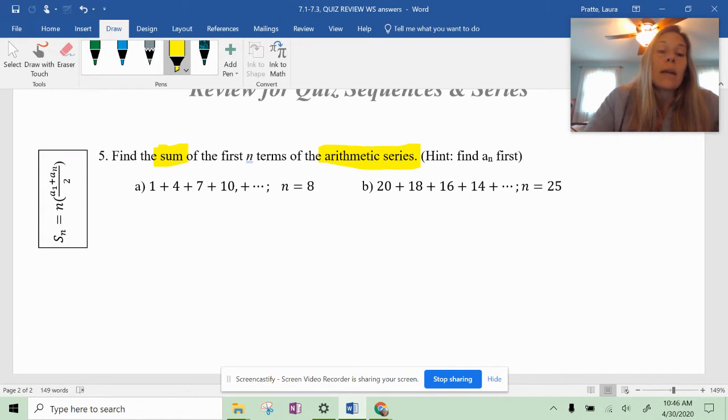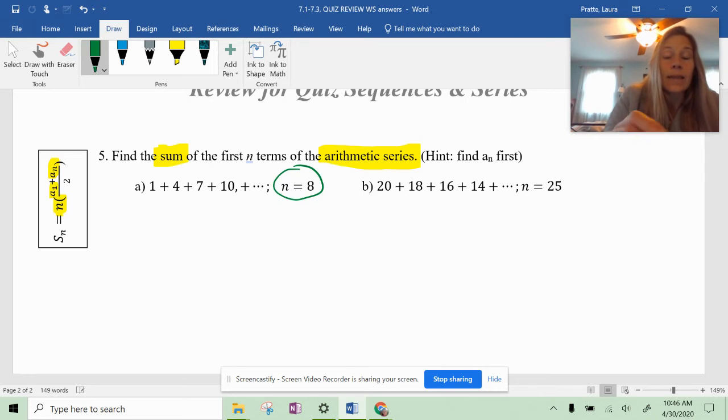Now, this formula, we need the a sub 1, we need the a sub n, and we need the n. Now, they're giving us the n. They have to give you the n. They can't say find the sum and not tell you how many terms they want you to find the sum of. So that's got to be given to you. The a sub 1 is usually given to you, especially if they list out the series like that, then it's definitely given to you. So in this case, it's just a 1.